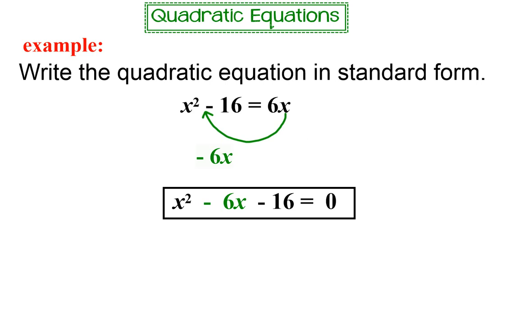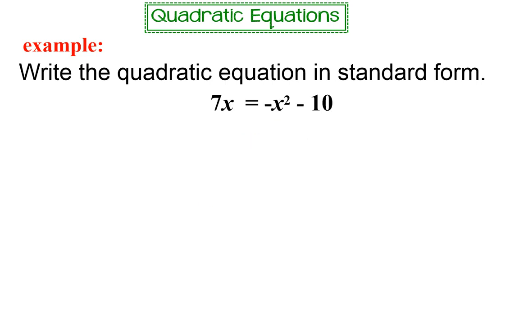Let's take a look at another example. 7x equals negative x squared minus 10. So first of all, it's not equal to 0. And second, my leading coefficient, my x squared term, is negative, and we want it to be positive. So that means I'm actually going to move two terms this time. I'm going to move the x squared, and I'm going to move the minus 10.